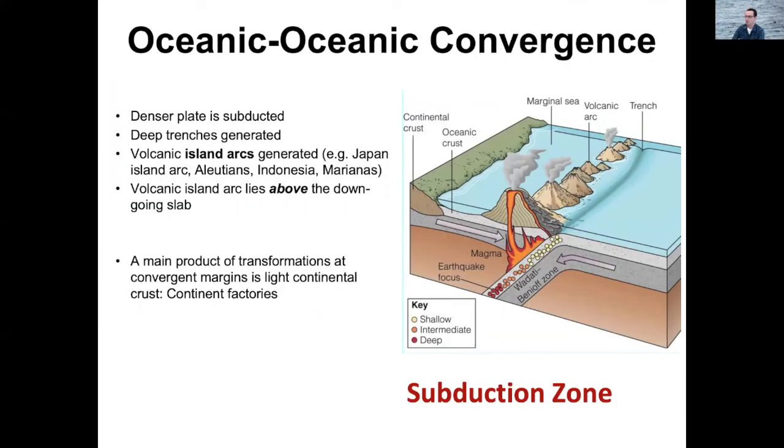One other outcome of this is that you are generating light continental crust. So you're having all this transformation of rocks in the ocean mantle, and you're generating continental crust, so that this is how continents form. This is how continents grow.